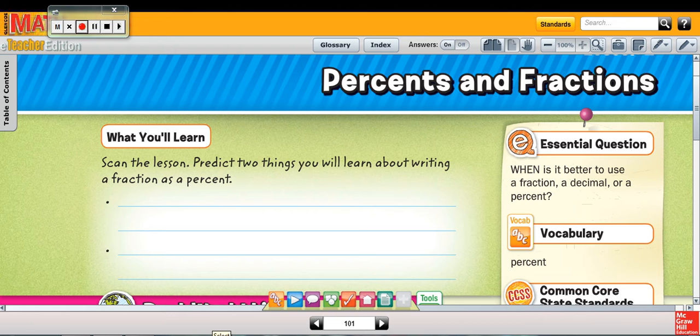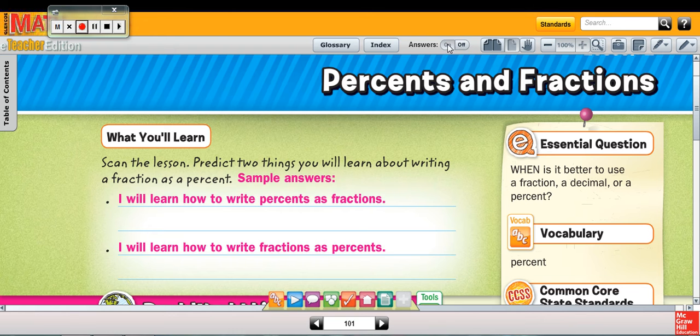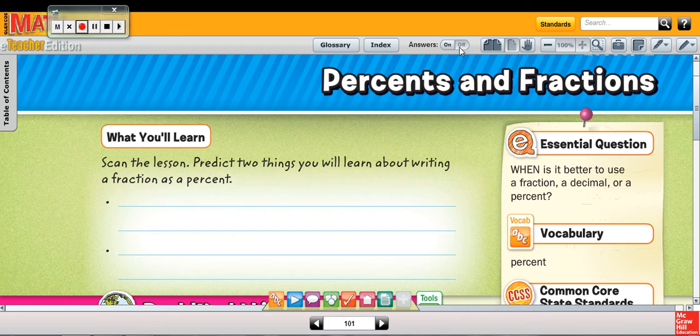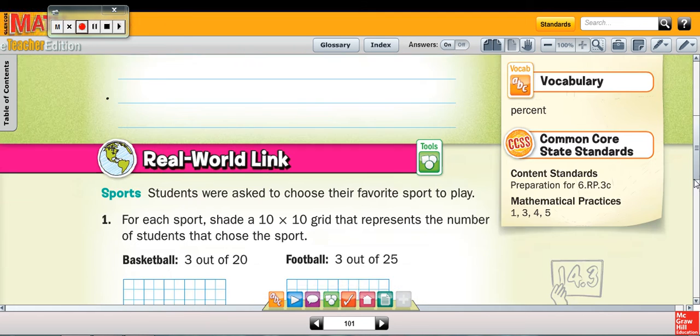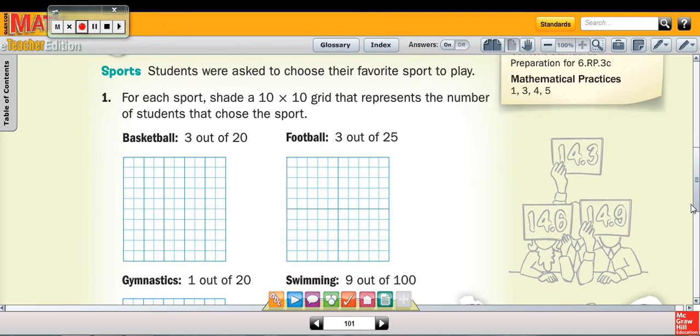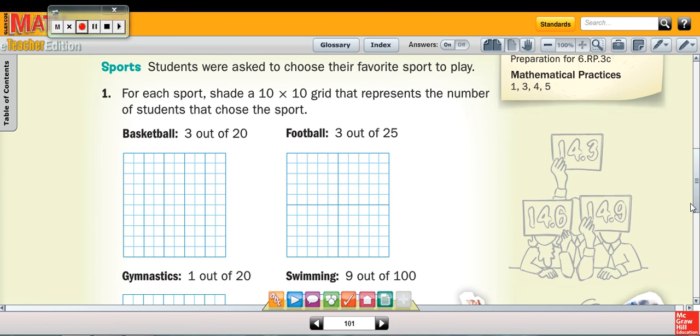Okay, now that you have scanned the lesson, here are a couple of things we're going to learn today. Learn how to write percents as fractions, and then learn how to write fractions as percents. Go ahead and jump down to the Real World Link and take a moment, and I want you to complete these questions here. Pause the video at this time.